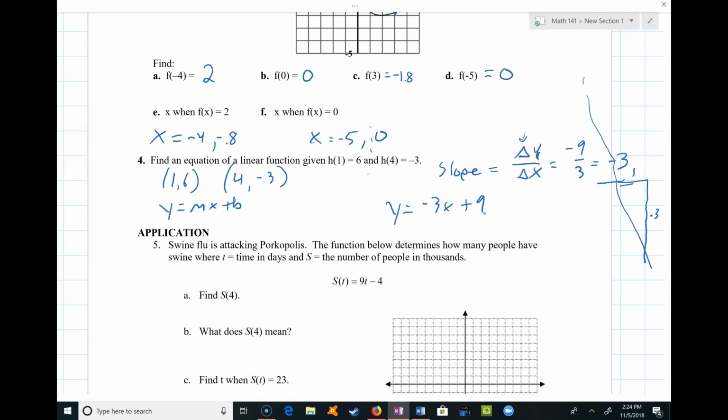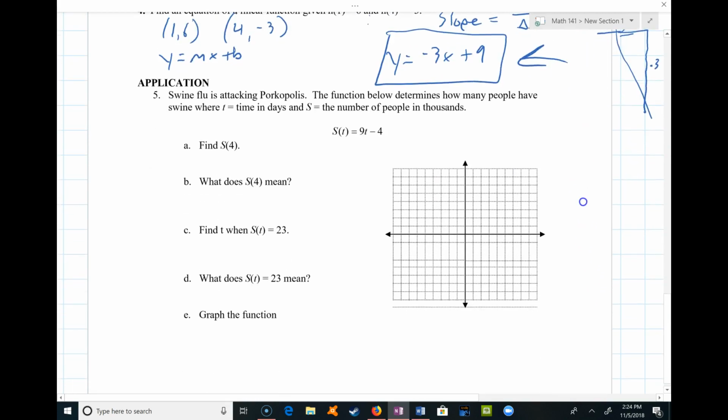And if you want to check and make sure that your equation is right, you could plug these numbers in and make sure they make it true. Because if I plug in 1 for x and 6 for y, it should be a true equation. Negative 3 times 1 is negative 3, plus 9 is 6, and sure enough, it is a true equation. Okay, but we're going to talk more about finding these in the days to come.